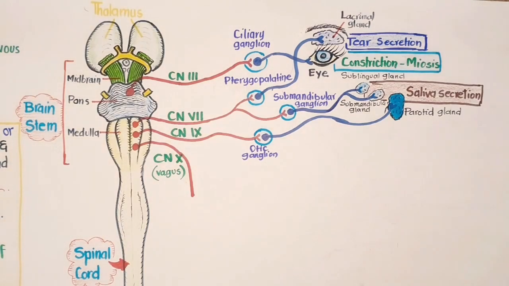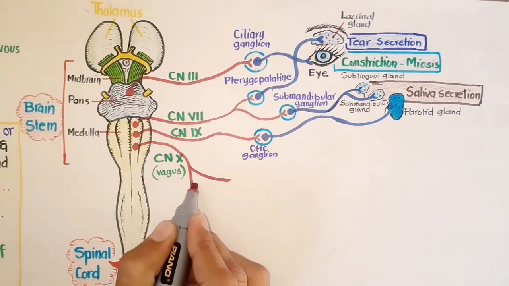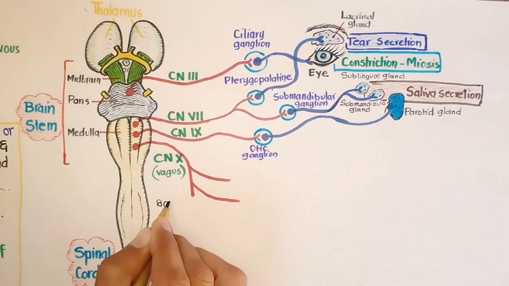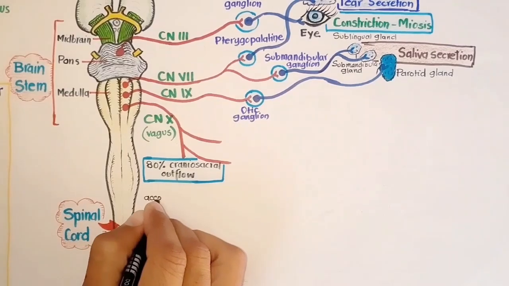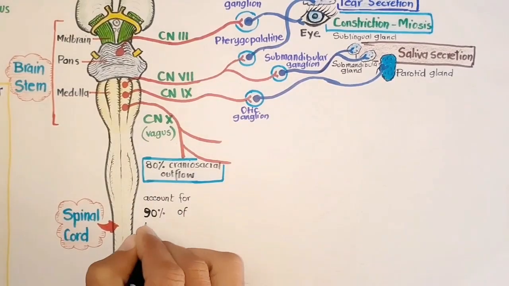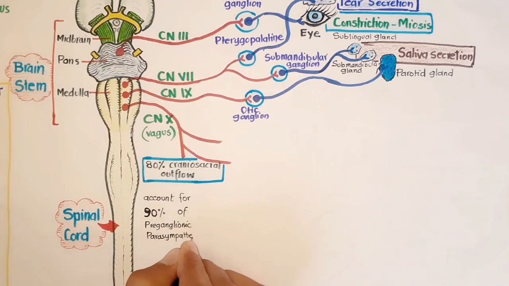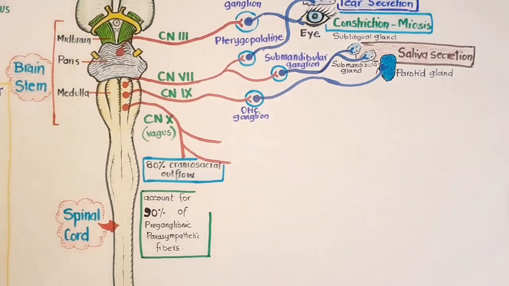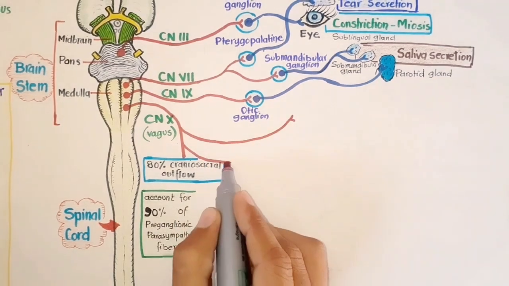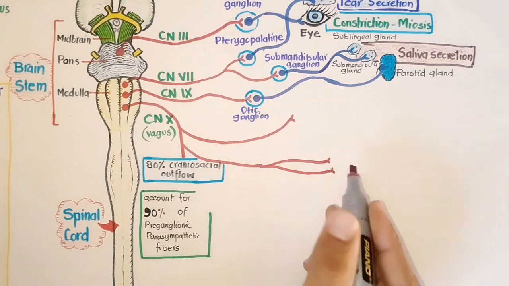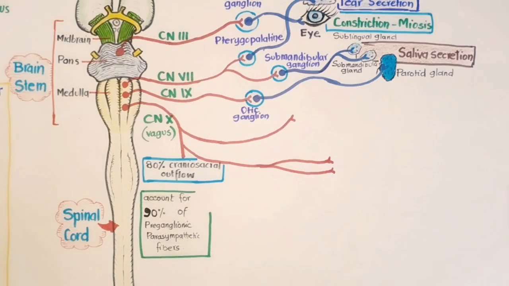Fibers of the 10th cranial nerve or vagus nerve supply visceral organs of the body and carry nearly 80% of total craniosacral outflow and account for 90% of preganglionic parasympathetic fibers in the body. Vagal axons extend to many terminal ganglia which are situated on or near the organs in the thorax and abdomen and supply almost all the thoraco-abdominal visceral organs, but not the pelvic organs.